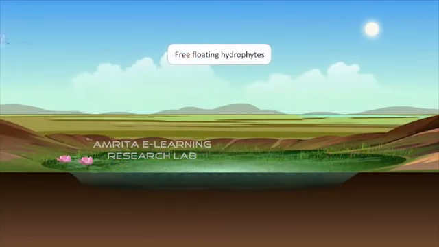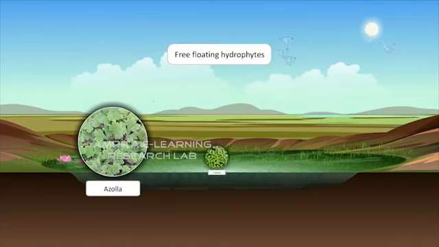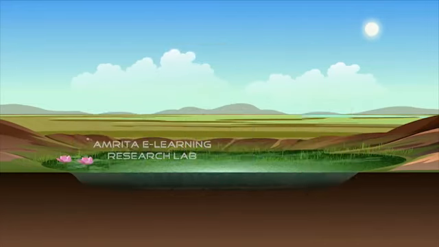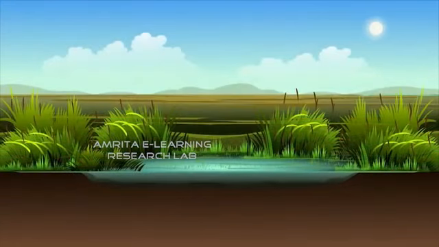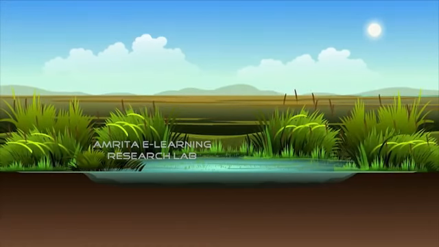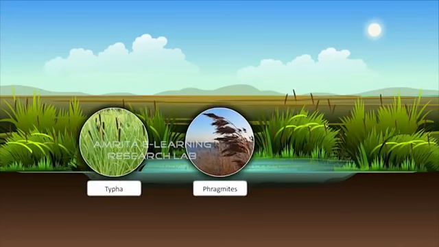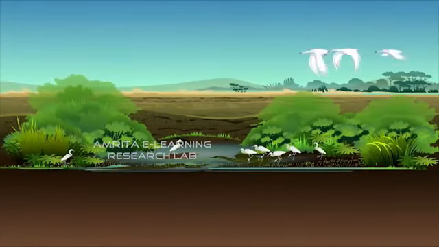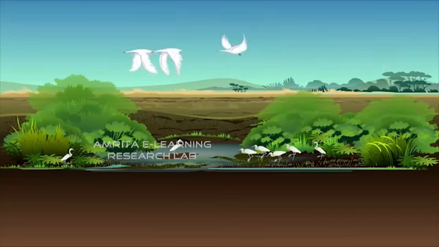Next come the free-floating hydrophytes, whose roots float in water. Plants like Azolla, Lemna, and Pistia are examples of this stage, which also add to the organic matter and depth of the pond. Slowly, the pond becomes swampy due to the increasing dead and decaying content. This stage is called the reed swamp stage, inhabited by Typha, Phragmites, and sedges like Cyperus and Carex. With the reed swamp stage, the initial deep pond is transformed into a mesic habitat.